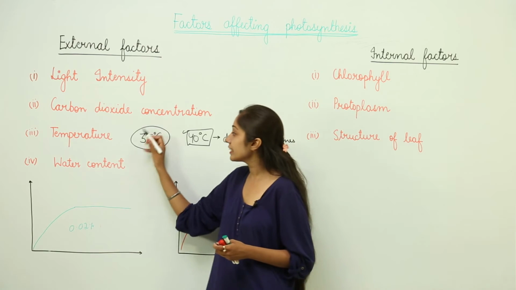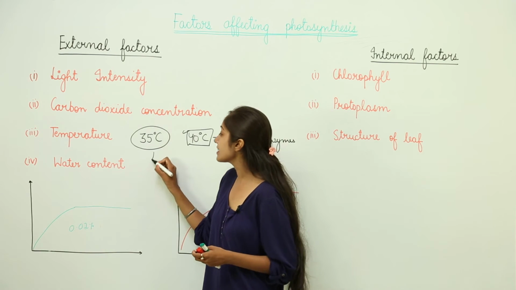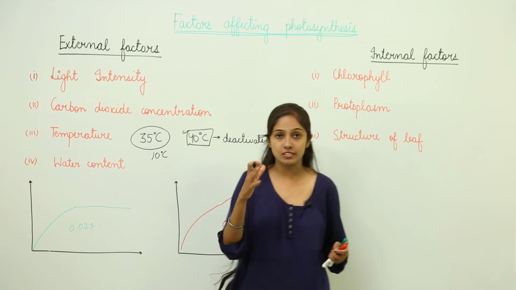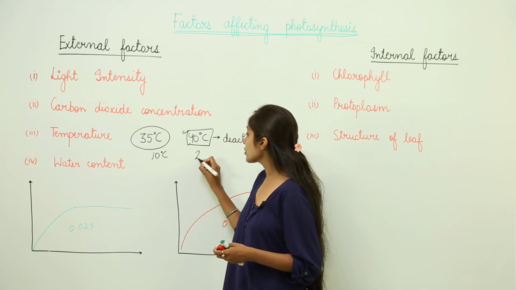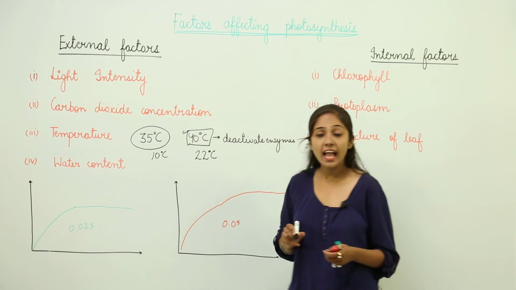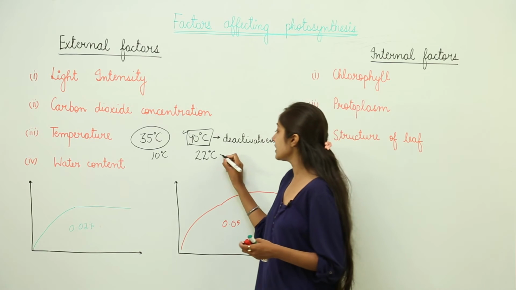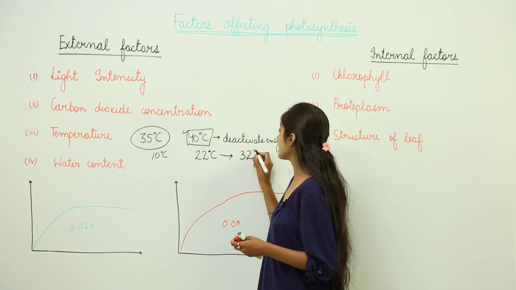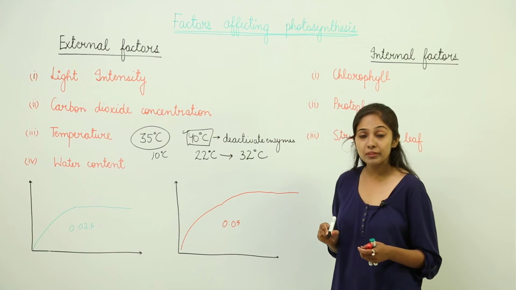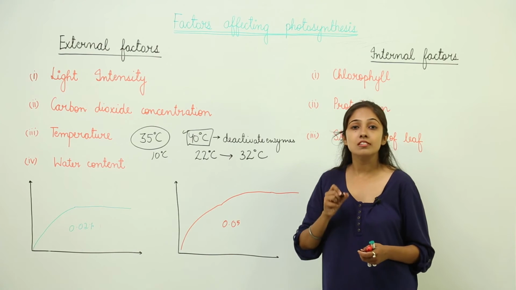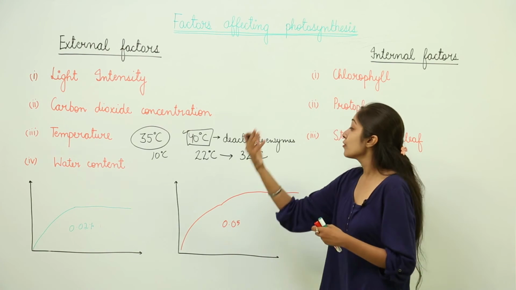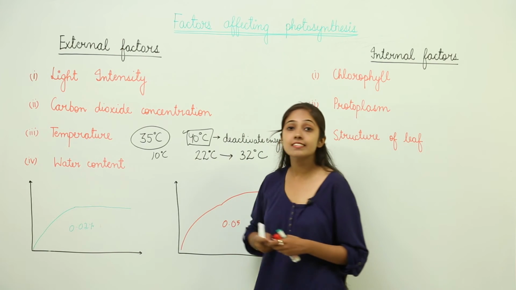So, up to 35 degrees Celsius, every 10 degrees Celsius rise in temperature is going to double the rate of photosynthesis. For example, if the temperature was 22 degrees Celsius and we increase it by 10 degrees Celsius, which means we make it 32 degrees Celsius, right. So, what is going to happen? The rate of photosynthesis is going to double itself with every 10 degrees Celsius rise in temperature.